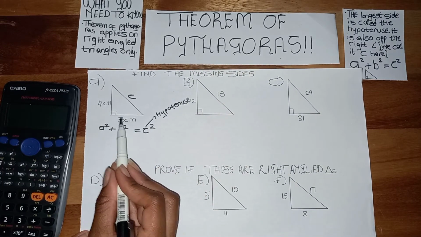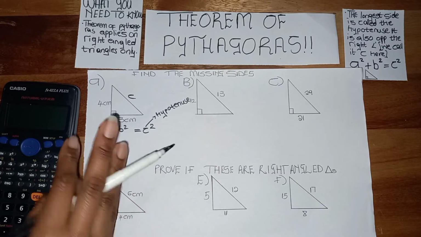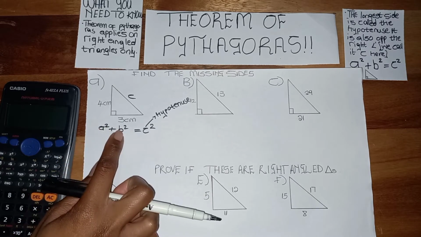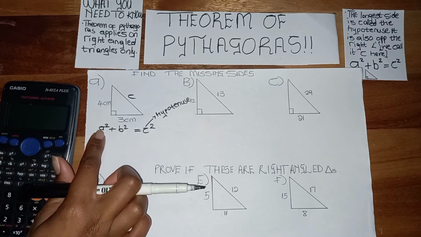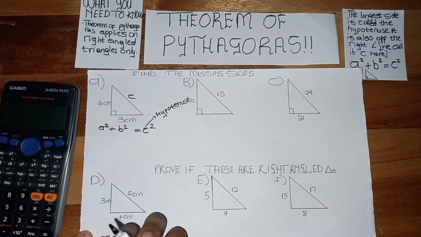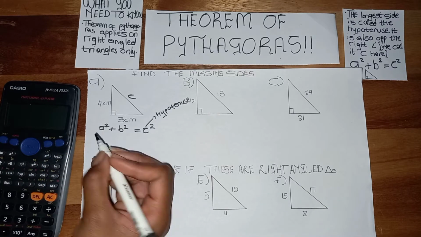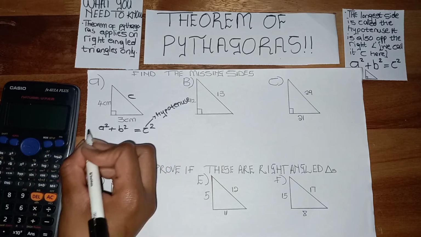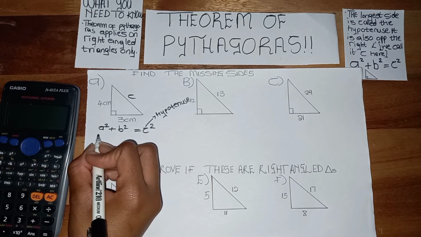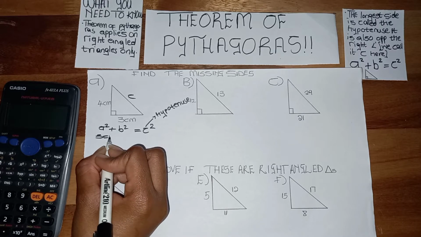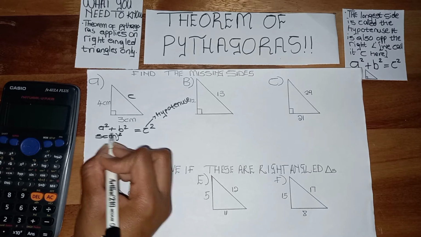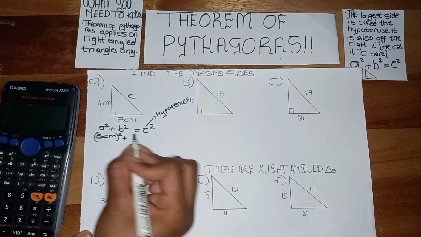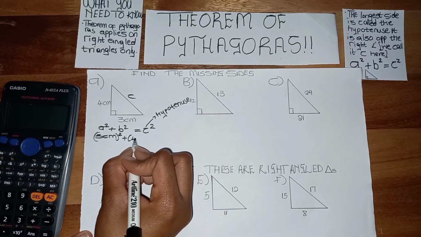So here you can put wherever. You can put 4 here and 3 here, and vice versa. You can put 3 here and 4 here. So what we're going to do now is solve, right? We're going to substitute. So what is the value of a? We can put 3 centimeters, but this value is squared, plus, now you're going to put your 4.